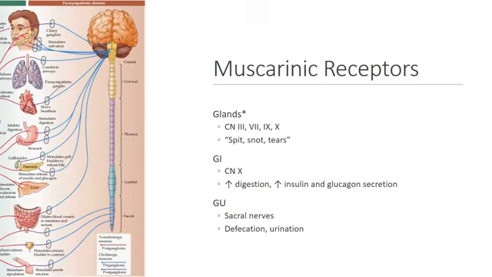Within the glands, if you remember, cranial nerves 3, 7, 9, and 10 are all the glands responsible for your spit, snot, and tears. So we see an increase in mucus production. And as far as GI and GU, that's going to involve your cranial nerve 10, your vagus nerve once again. We're going to see an increase in digestion, an increase in insulin and glucagon secretion. So that's part of your rest and digest functions.